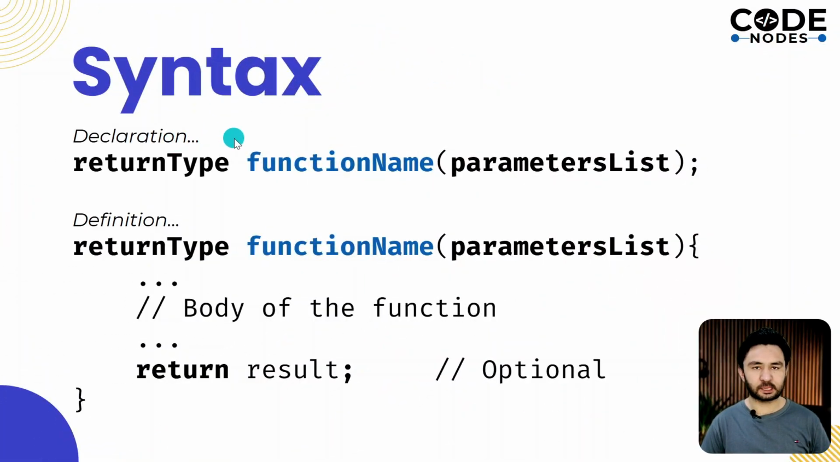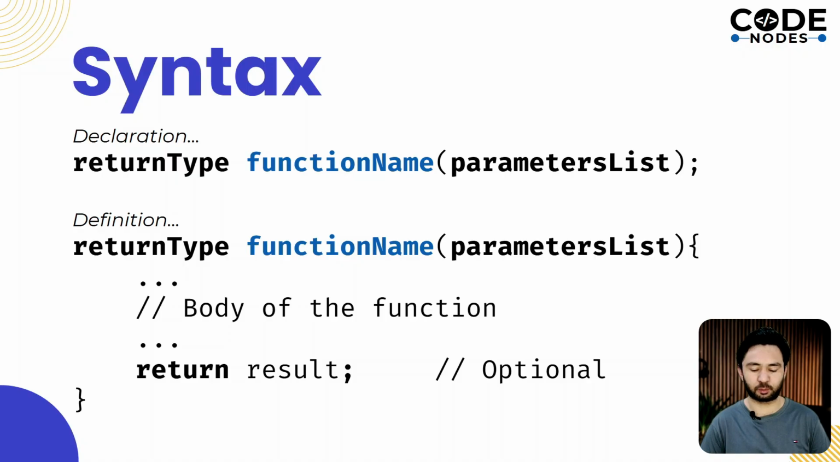So this is the general syntax of the function. Just like variable declaration and definition, functions do have a declaration and a definition. The declaration syntax is that we specify the return type. The return type could be any data type. It could be integer, float, or double, etc. Then goes the function name. The function name will be of our choice. We name the function based on the operation we are performing.